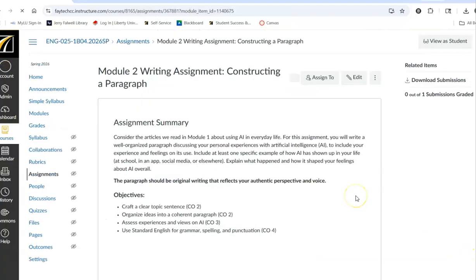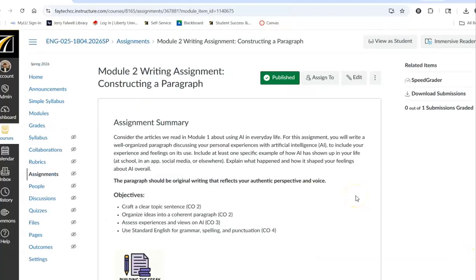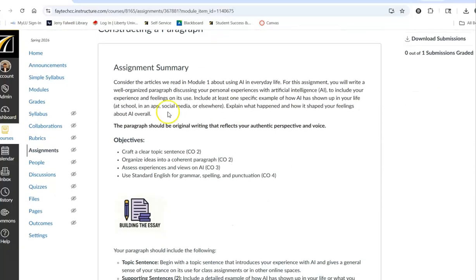So when we look at your writing assignment for this week, it says, consider the articles we read in Module 1 about using AI in everyday life, about whether to use it for school or for therapy. We had those two that we looked at. For this assignment, you will write a well-organized paragraph. What organization technique are we going to use? That meal plan organization. So you can go back and look at that again in that glossary.